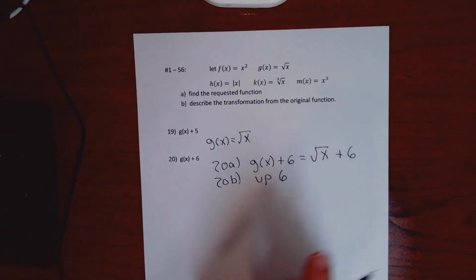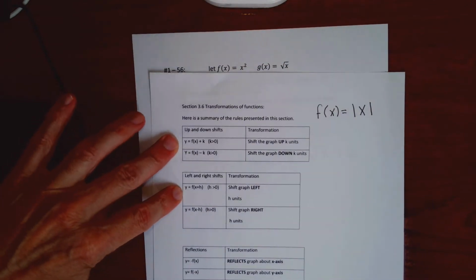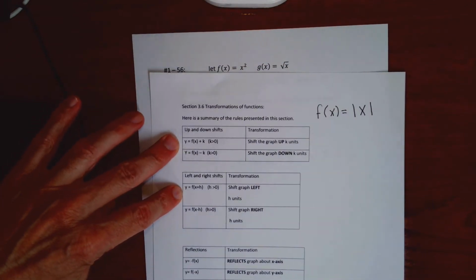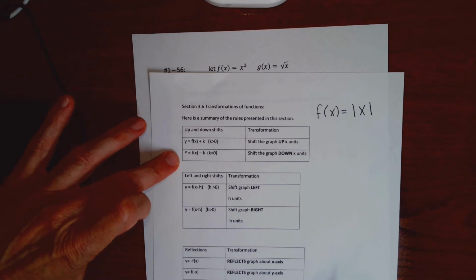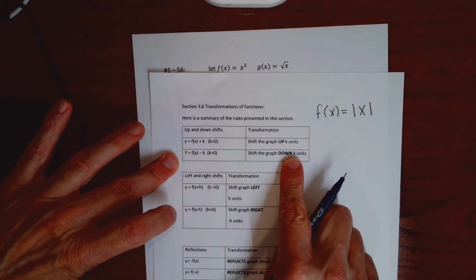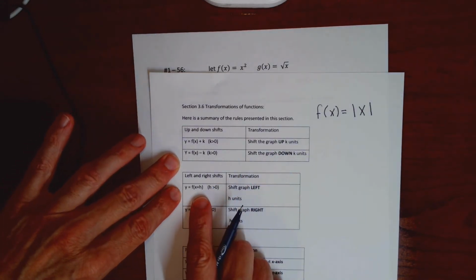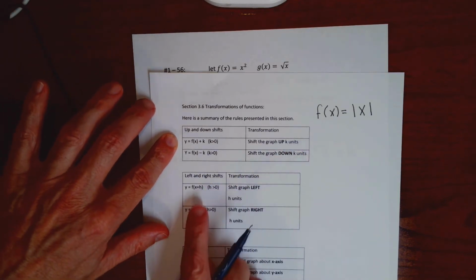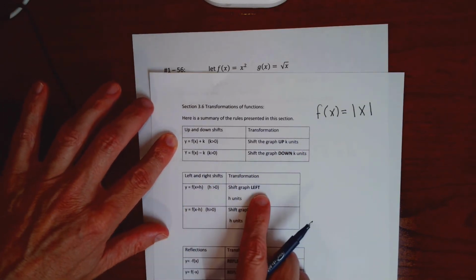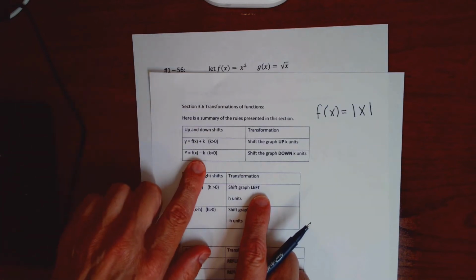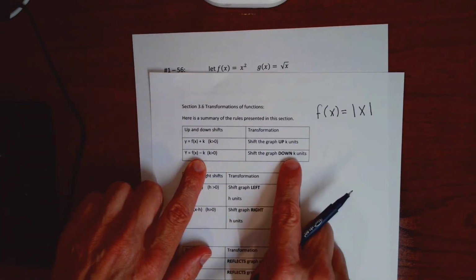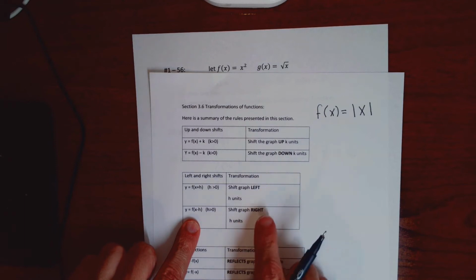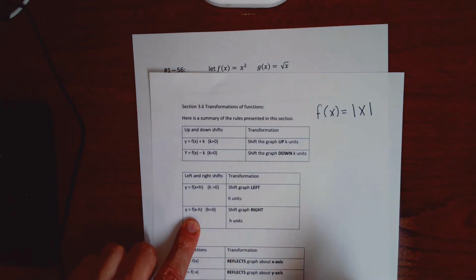Pluses after function notation move the graph up. Pluses inside the parentheses move the graph left. Minuses after function notation move the graph down. Let me say this again. Pluses after the function move it up. Pluses inside the parentheses move it left. Minuses after the function move it down. Minuses inside the parentheses move it right.